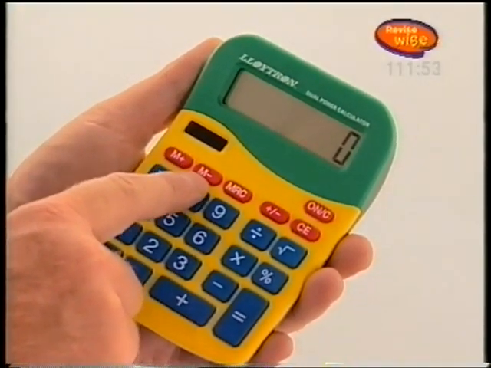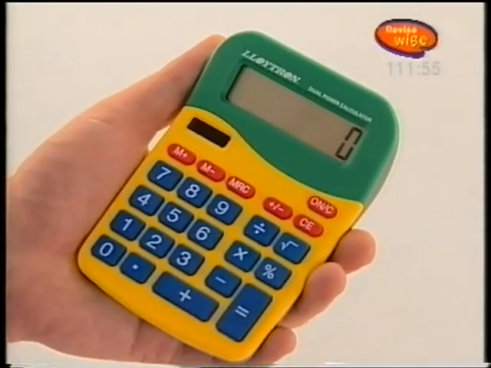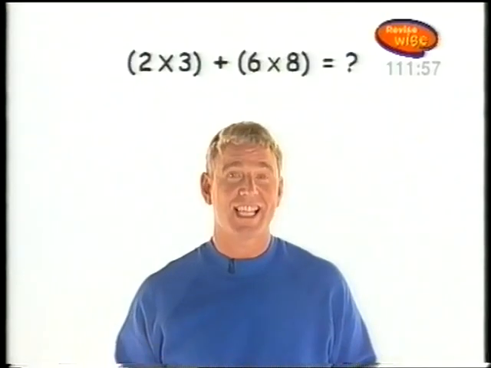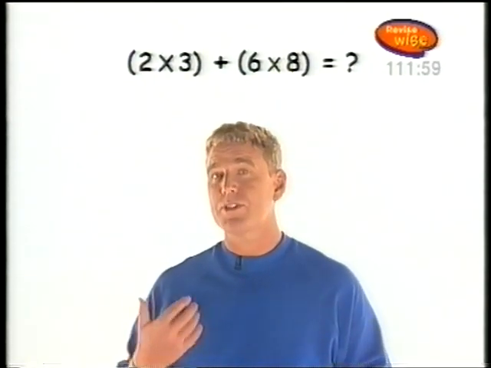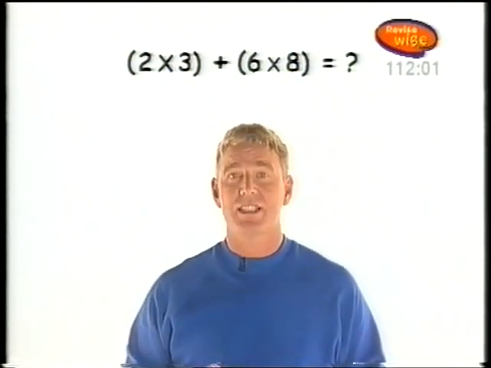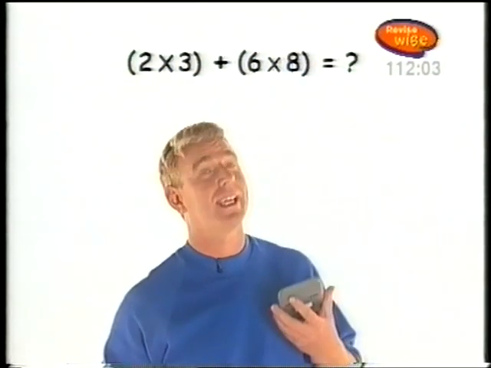There are some buttons on the calculator that can help you if you know how to use them properly. They're the memory buttons, and you can use them to save parts of your calculation as you go along. Look at this. What is 2 times 3 in brackets plus 6 times 8 in brackets?